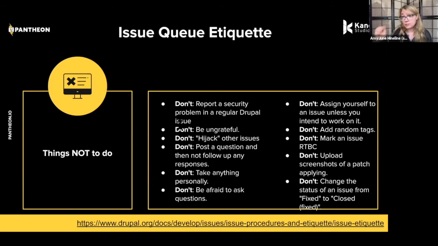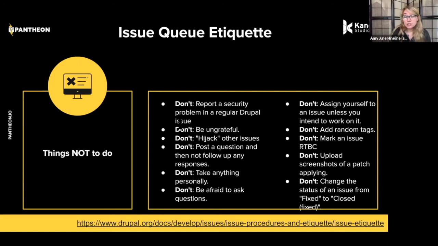There's a choice to assign yourself an issue in the issue queue. Don't assign yourself if you're not going to actively work on it, because that kind of hijacks it. People respect that: they see that you've assigned yourself an issue and they know that you're working on it, and that avoids that redundancy. When we're adding tags, don't add random tags because they do autocomplete. Again, all of the tags that exist in Drupal are probably enough for everyone.